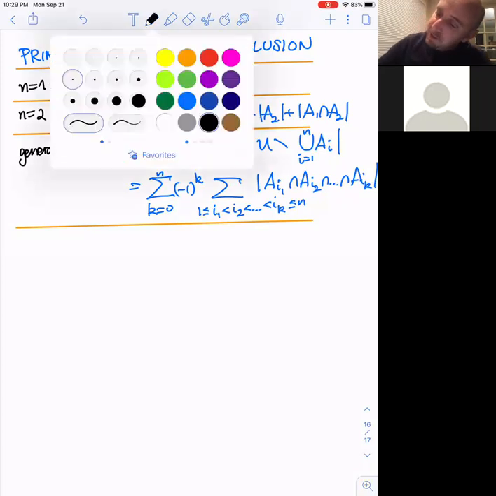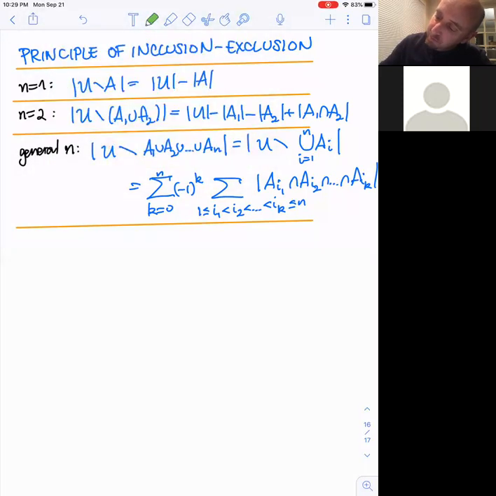Let me emphasize that since we didn't say it before. The k equals 0 term is U itself, the cardinality of U. When you're looking at the empty set of indices and intersecting an empty set of A_i's, you get the universe.